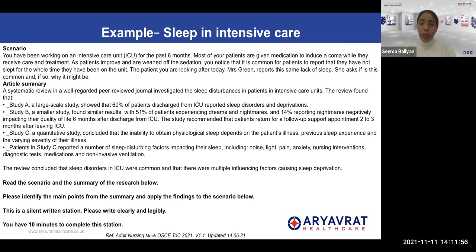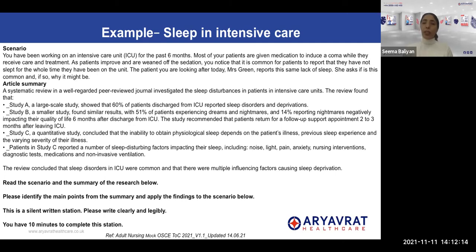So in the example, we are looking at sleep in the intensive care unit. The scenario says that in this section, you will have a few lines of the scenario. And then there is also going to be an article.